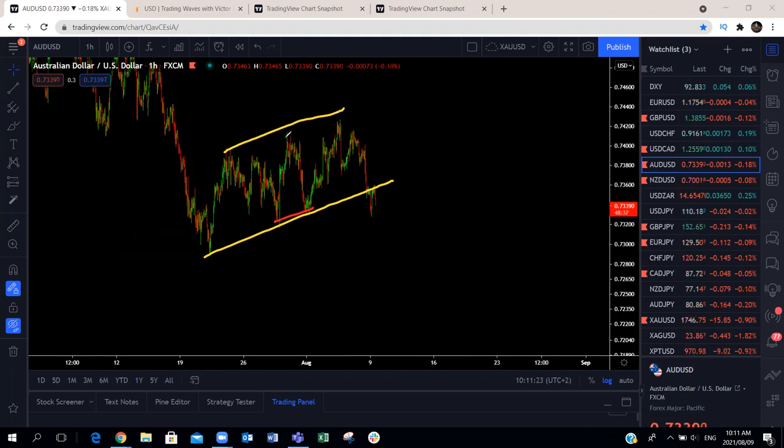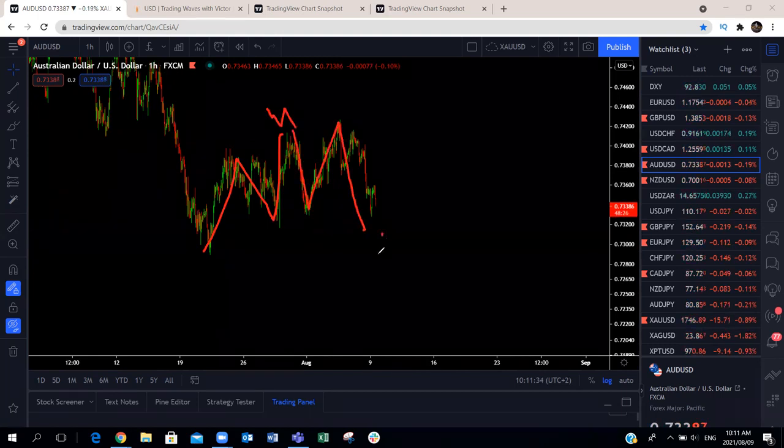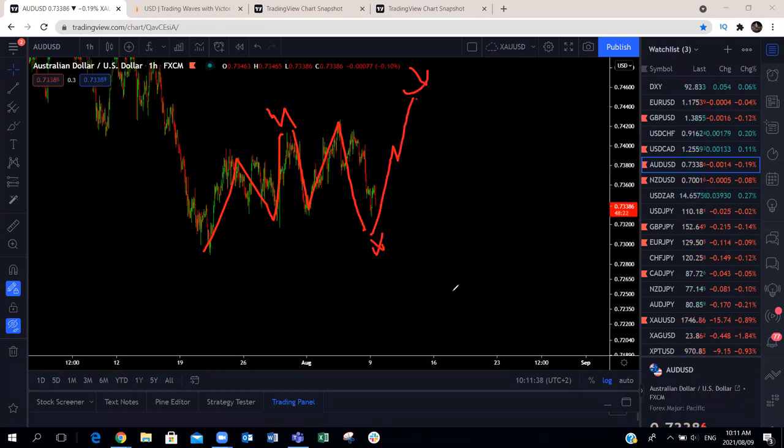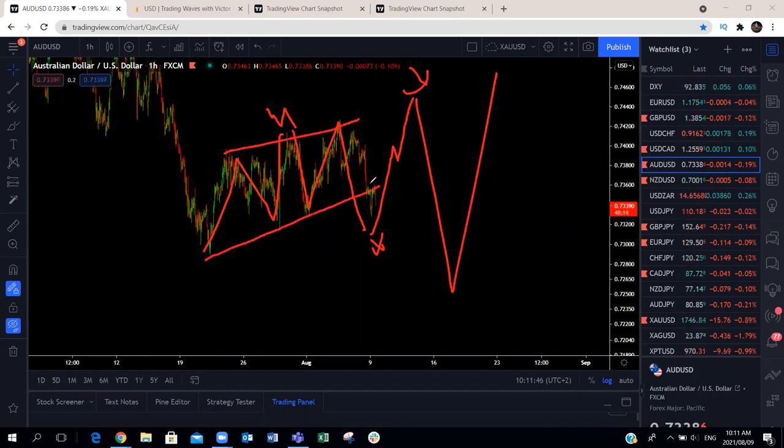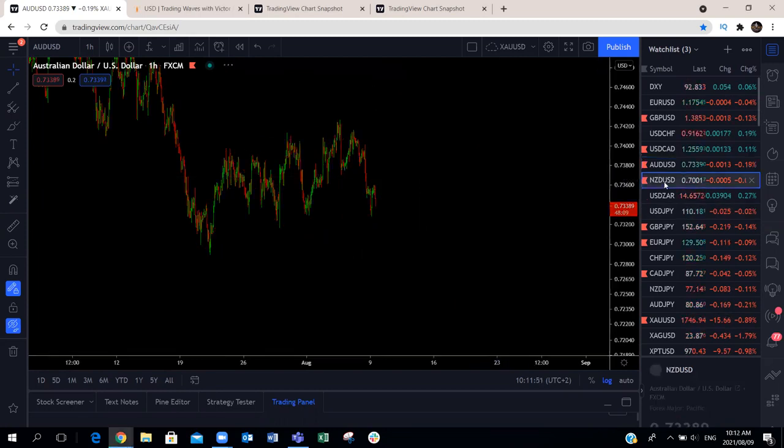This one as a complex, let's start with this as a 3-wave structure to the upside, and this as a pullback in X as follows. So we can have this one as a W, X, and then a Y here, before it makes one more down and then upside. Let's see here, we are still seeing continuation to the downside, obviously because of the dollar strength. So we'll see a bit more downside there. Right, so that is Aussie US dollar.